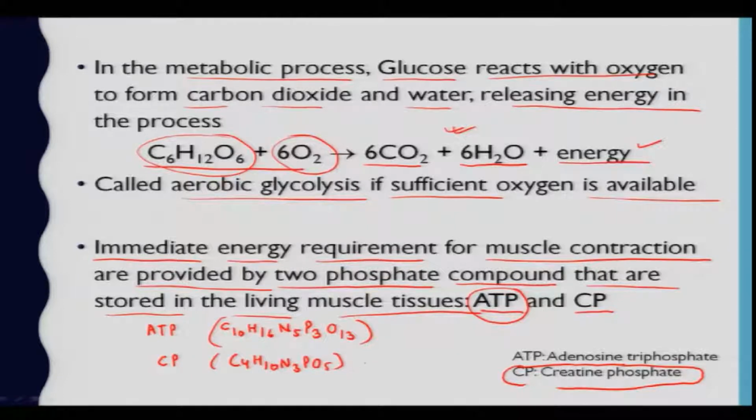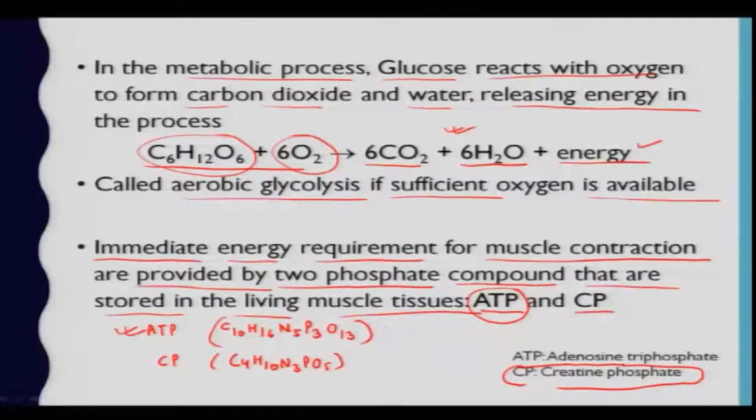In the case of ATP, energy is made available to the cell by hydrolysis, in which one of the triphosphate bonds is broken to form ADP, adenosine diphosphate. The reaction that takes place, which I am writing here, is ATP plus H2O gives ADP plus energy. This is the energy used for muscular contraction.